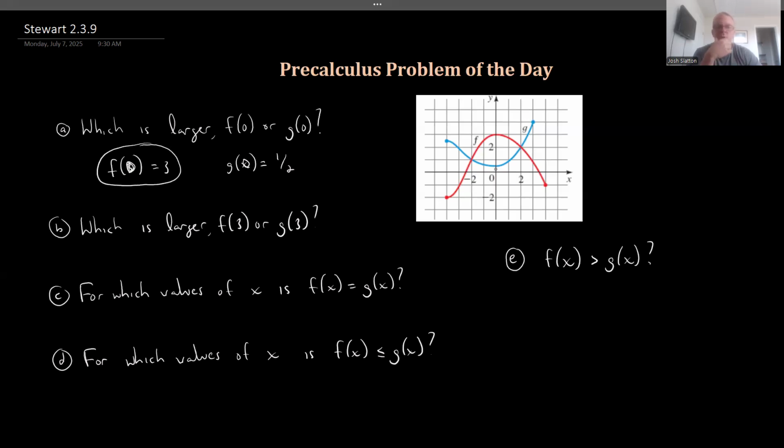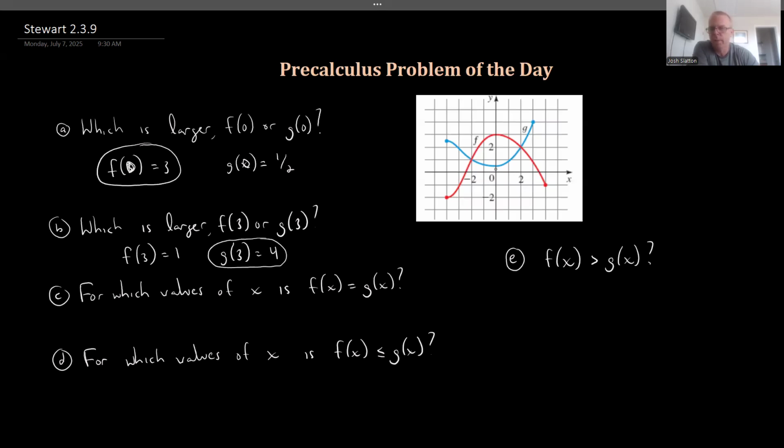All right, which is larger, f of 3 or g of 3? We'll do the same thing. Here x is 3, and we can see that f of 3 is a little under 1. We'll just say f of 3 is 1. And g of 3 is going to be 1, 2, 3, 4. g of 3 is 4. So here g of 3 is more.